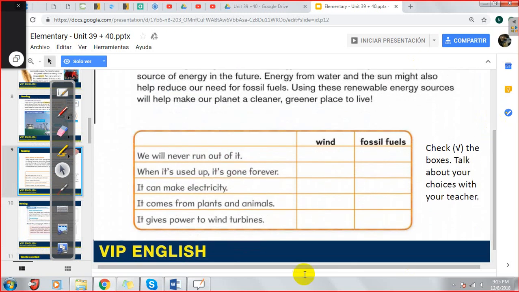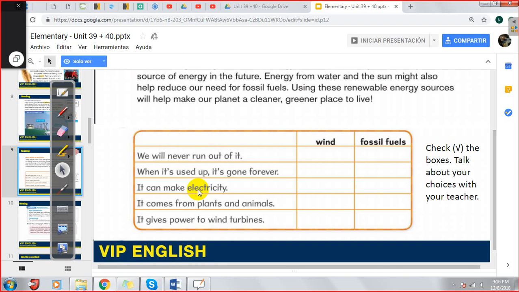You're not going to check the boxes. You're going to tell me. Here, for example: we will never run out of it. Wind or fossil fuels? Wind is my answer, because it's a renewable resource and we can easily make a green.